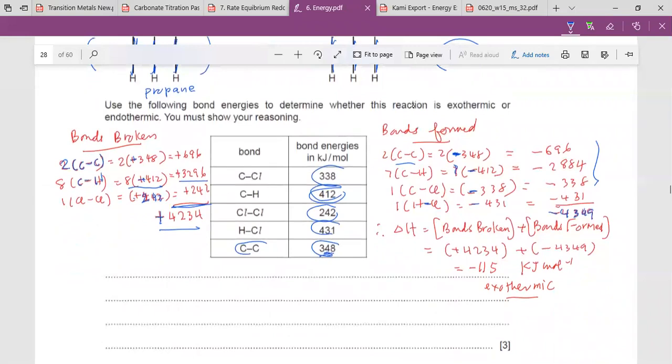Again, I use the formula. They ask you for the enthalpy change of the overall reaction, which equals bonds broken plus bonds formed. Bonds broken is 4234, positive, required energy. Bonds formed is negative, 4349. The result is negative 115. Negative means exothermic.